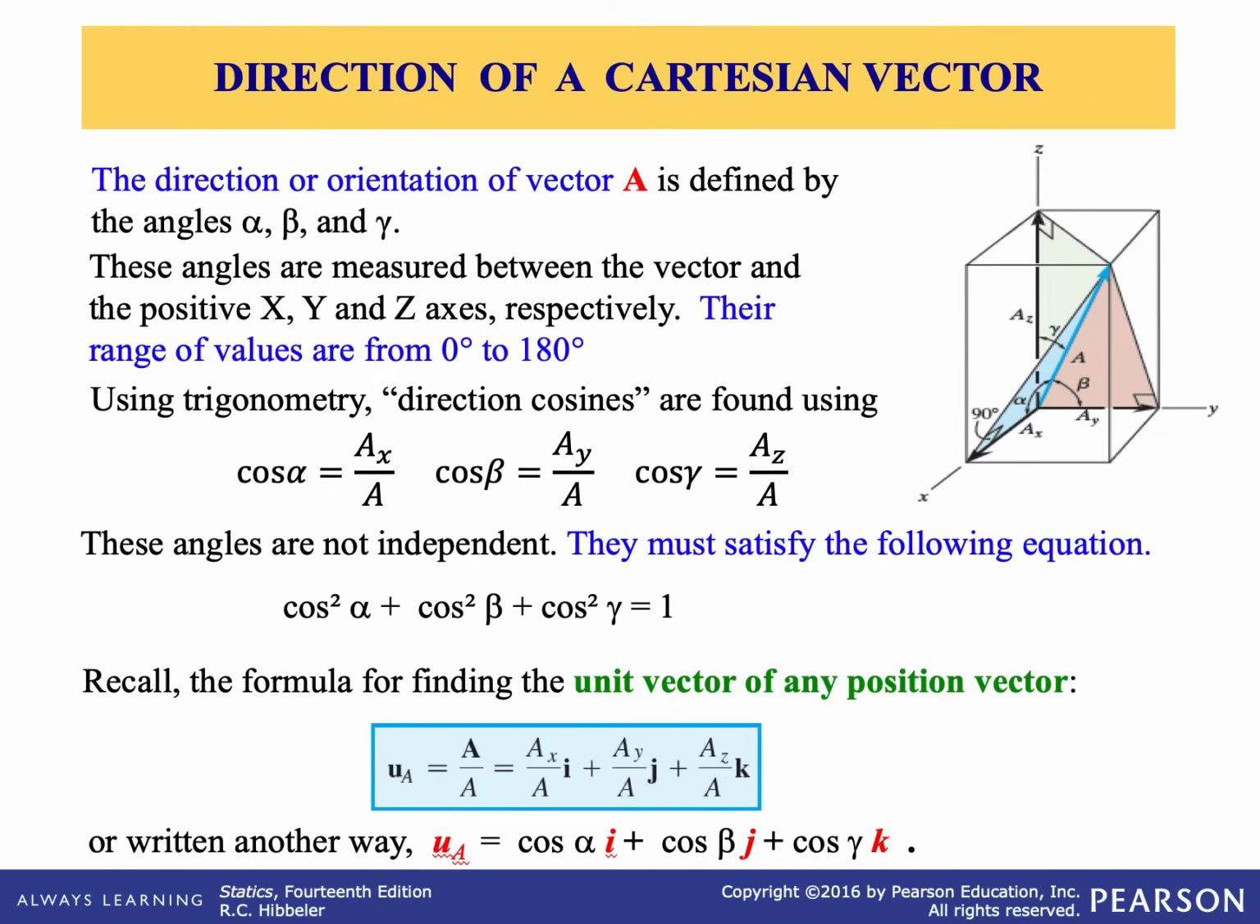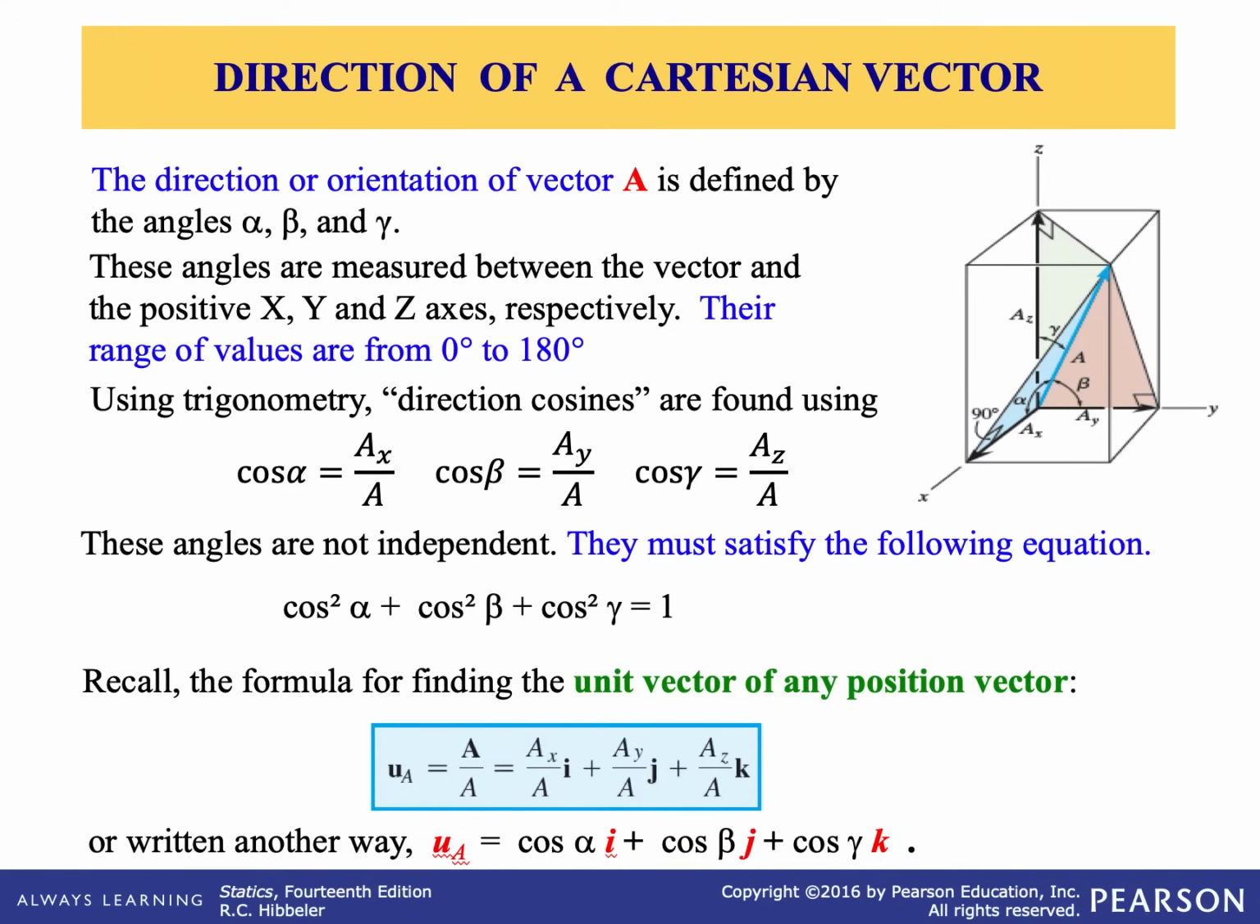Recall something we talked about before, called the unit vector of any position vector. So the unit vector of A is the vector itself divided by the magnitude. Remember, the unit vector is a vector, so it's going to end up having ijk. On the other hand, the magnitude is a scalar, right? So keep this in mind.